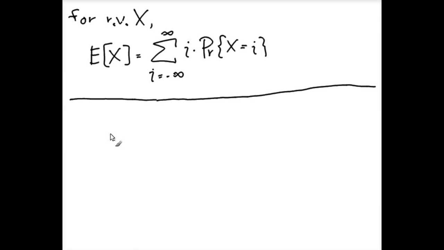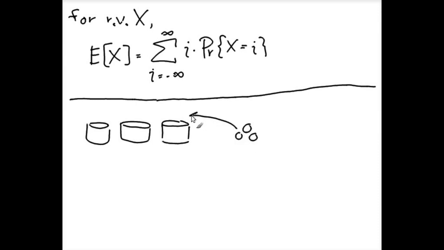Let's look at a more complicated example. Suppose I have three bins. So these are the bins. Okay. And then I have three balls that I would like to throw into these bins. Suppose that all the balls are indistinguishable.